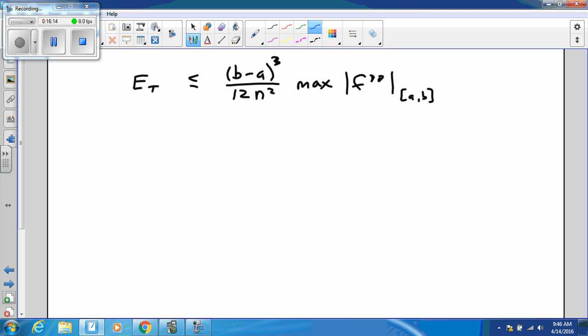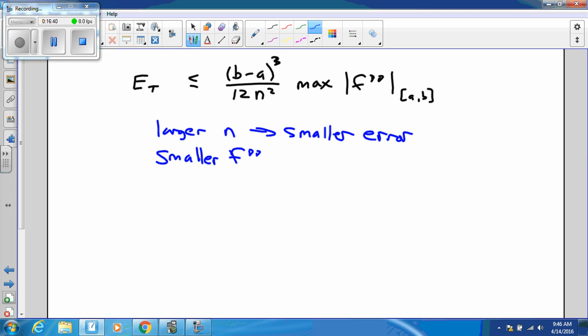Here are the things that I want you to observe about it. The first is kind of obvious. The larger the number of subintervals that I use, the smaller the error will be. That's kind of obvious. And the second is, the smaller that f double prime is in magnitude, then the smaller my error will be also.